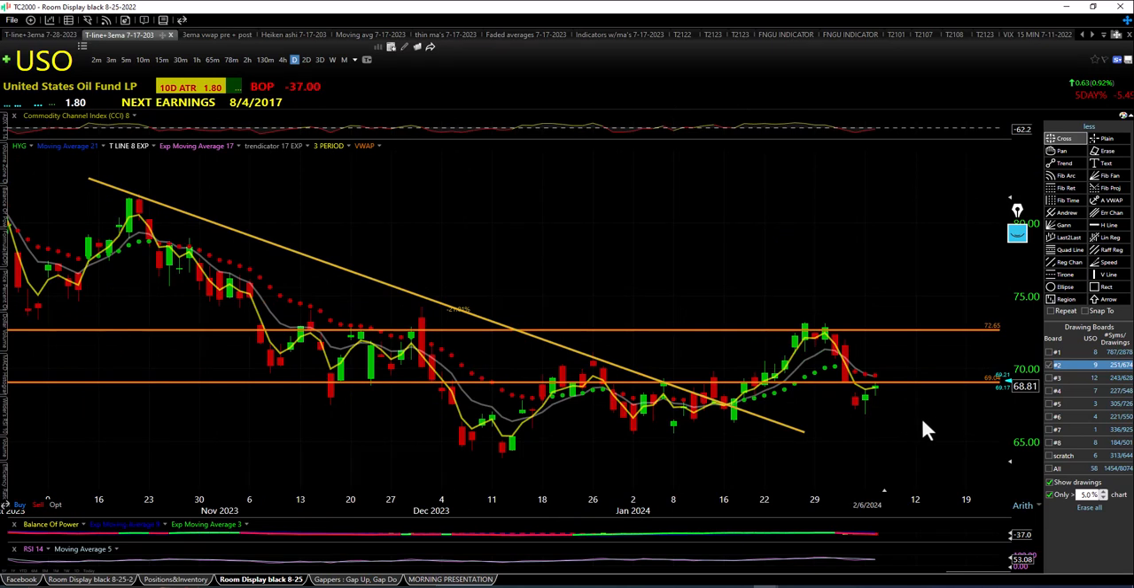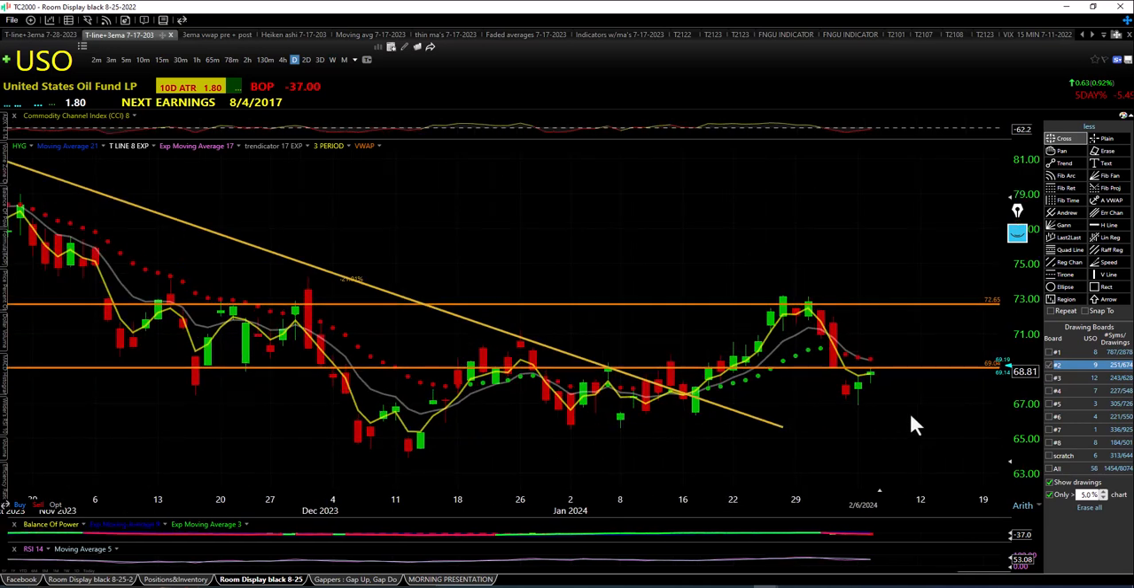Okay, this is crude oil. Crude oil made a double bottom here, triple bottom here. Double bottom produced a high. Triple bottom produced a higher high. So we got a higher low and a higher high. So we're in an uptrend. If this triple bottom breaks, we could find ourselves in a downtrend. Don't want to break the triple bottom here.